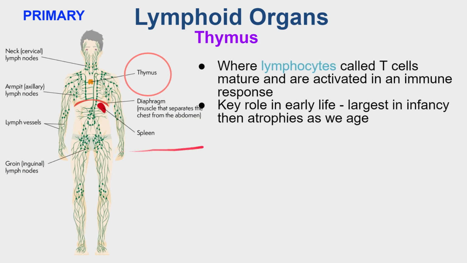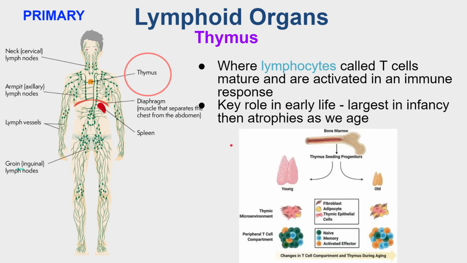So one of our other primary lymphoid organs is the thymus. And this is where lymphocytes called T cells mature and are activated in an immune response. They mostly have their big moment, their spotlight moment, in early life. So our thymus is largest during infancy, as our body is really trying to detect all of the pathogens that we're exposed to in infancy. And then it gets smaller and smaller as we age.